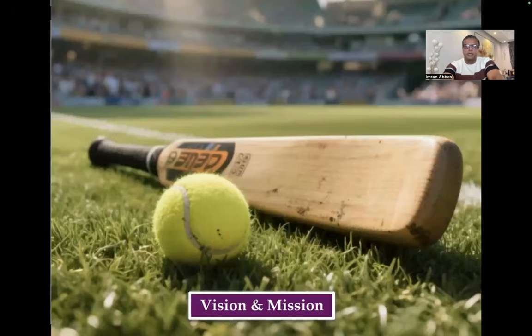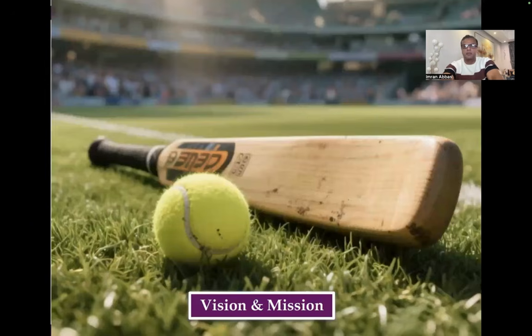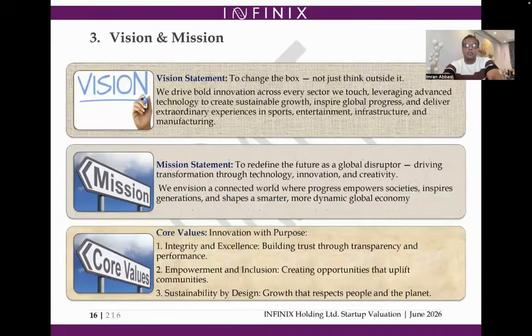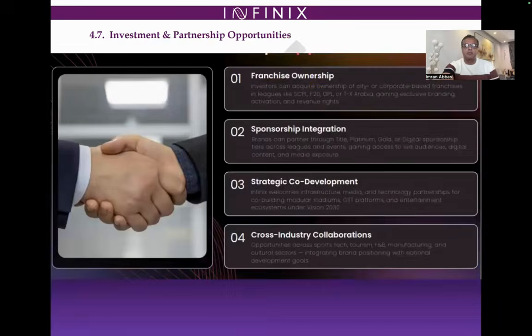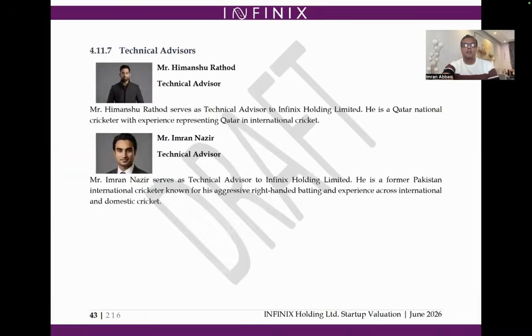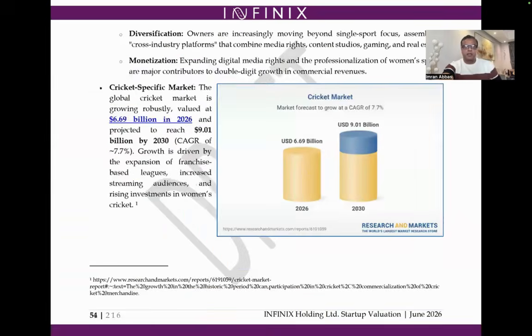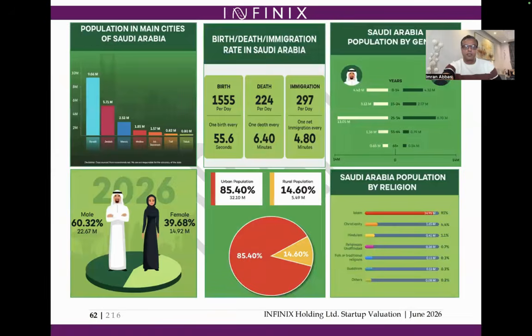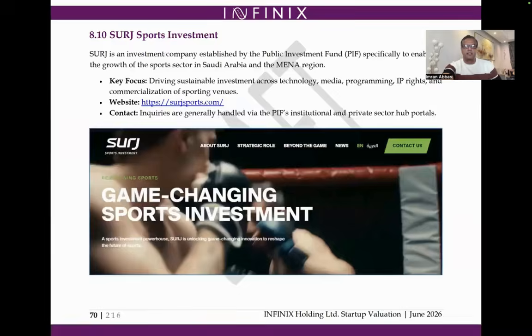Fine. So this is a startup summary. Fine, because these are the three methods. You can see the scorecard method, checklist, venture capital, free cash flow, market multiple. Fine. In that way, we need to calculate this. Okay, the company profile. You can see the company profile we need to mention. Fine. And this is the team profile. Fine. So you can see over here. Fine. Industry market analysis. You can see over here. Fine. SWOT analysis. Okay. Competitive analysis.